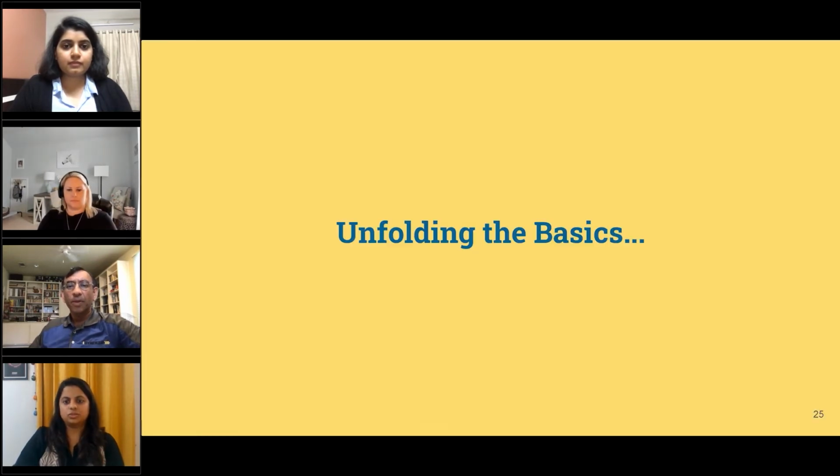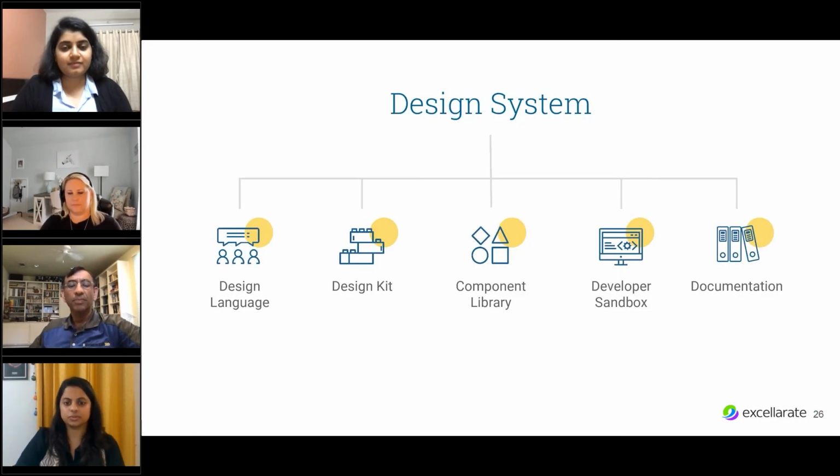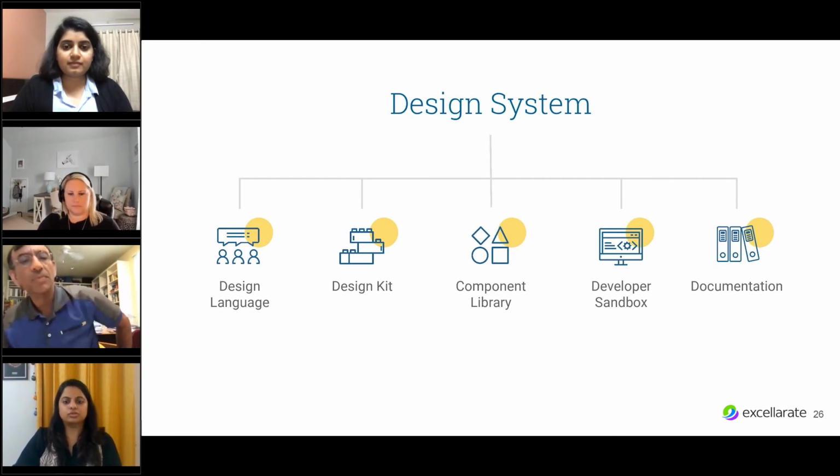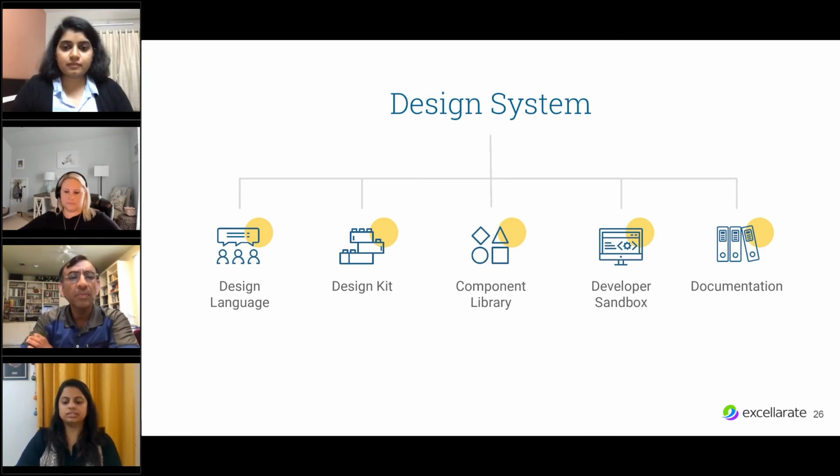Okay. So I think we've talked enough about the business effects and the benefits of a design system, and let's get to the basics of understanding what is a design system now. A design system comprises five elements. First is a design language. Design language is basically setting up a foundation for your design system.